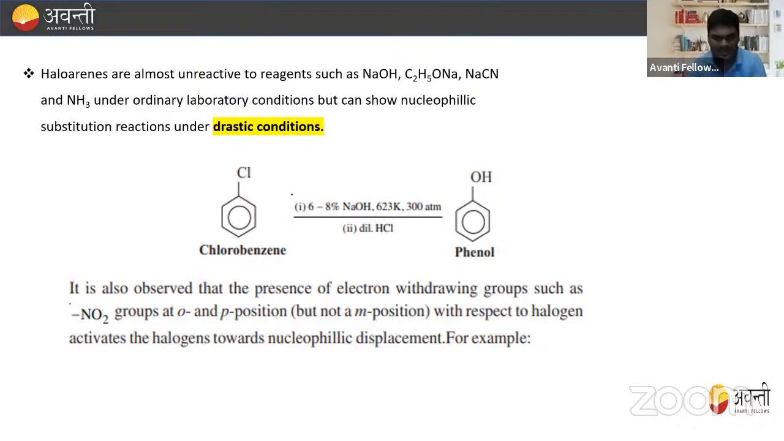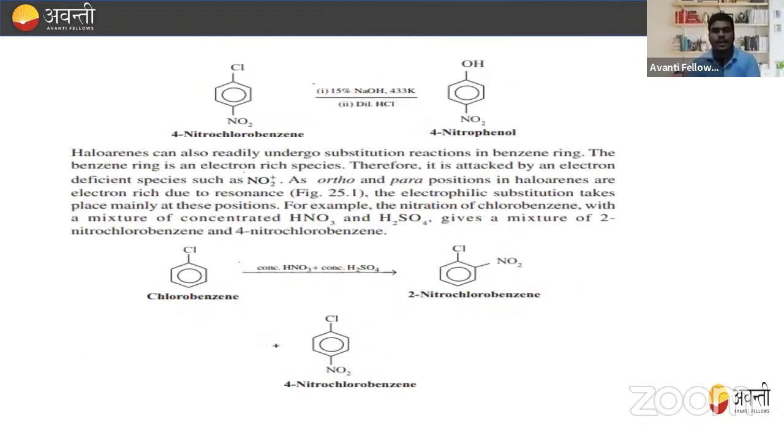Now, it is also observed that the presence of an electron withdrawing group, such as the NO2 group, at the ortho and para positions, but not at the meta position, with respect to the halogen, activates the halogen towards nucleophilic displacement. It is important to note here that an NO2 group or any electron withdrawing group at the ortho or para position, not at the meta position, activates the halogen towards the nucleophilic displacement reaction. Here we can observe that 4-nitrochlorobenzene, when treated with NaOH at 453 Kelvin, forms 4-nitrophenol.